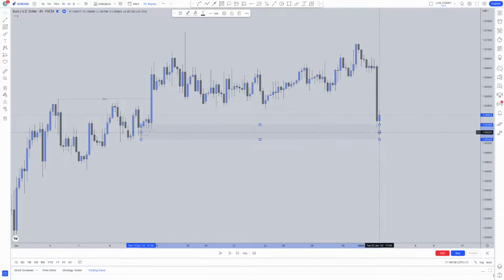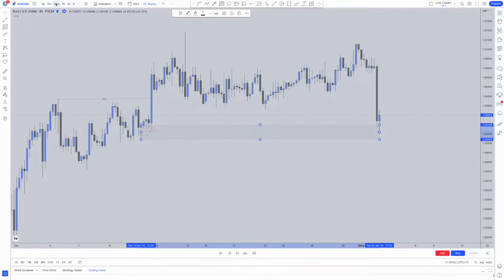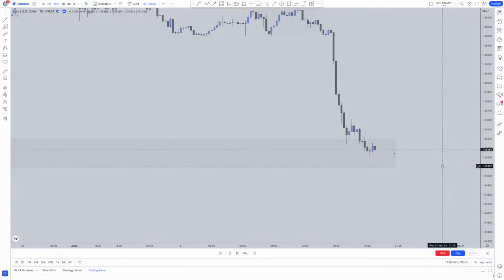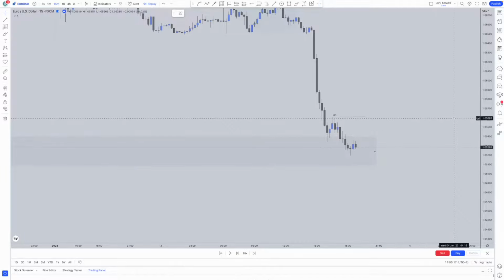So we've got a 4-hour POI, and we're going to go to the 15-minute. So your alerts went off, your POI has been hit. For me to be involved in this trade, I would need to see this high go. It's going to show bullish intentions. So this needs to go. So just set an alert here.